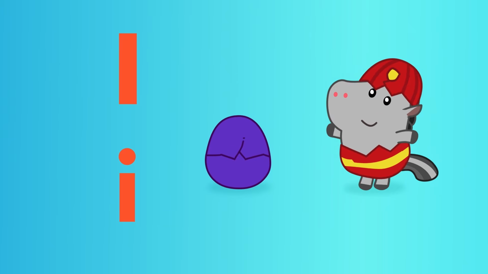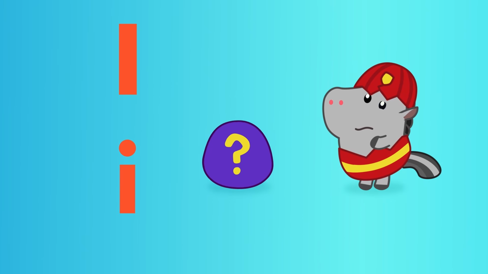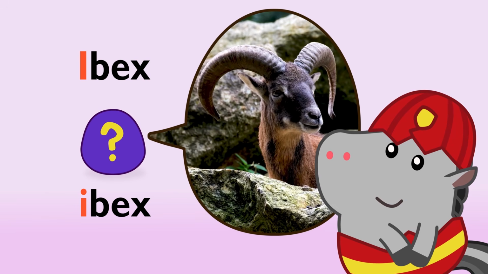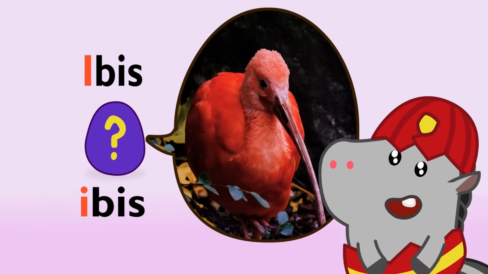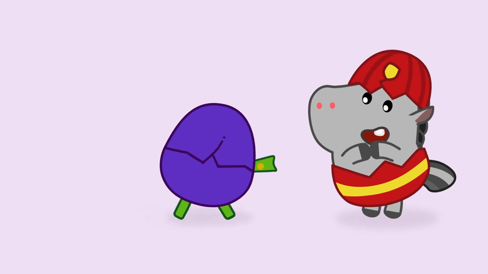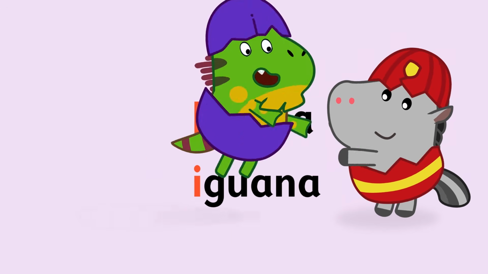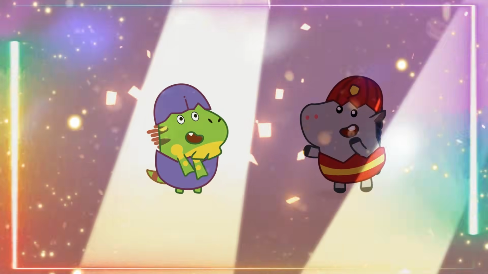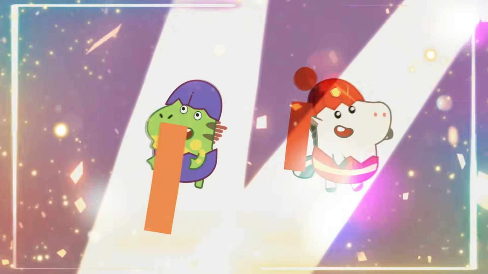Well done. Beggy I is hatching. What can it be? Starting with an I. I like ibex. Maybe I like injury. Why not? I like ibis. So cute. Wait. It's an iguana. I like iguana. Hooray! Welcome, Beggy Iguana. Let's play with Beggy Iguana.